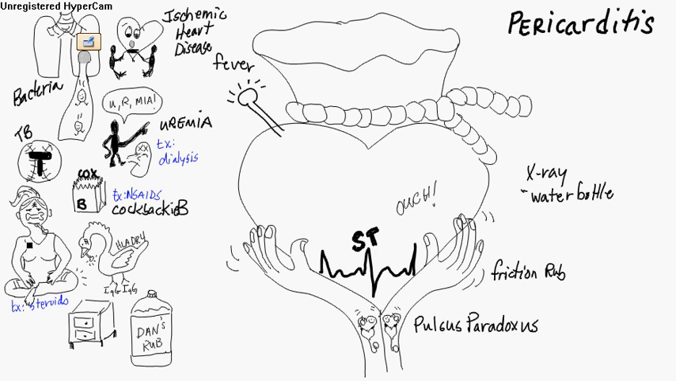Things like SLE. Here's the woman with SLE: joint pain, malar rash, and fatigue. Treatment for that is steroids. Then rheumatoid arthritis. We have the swan here because they have swan neck deformities, but that's when you go into RA.